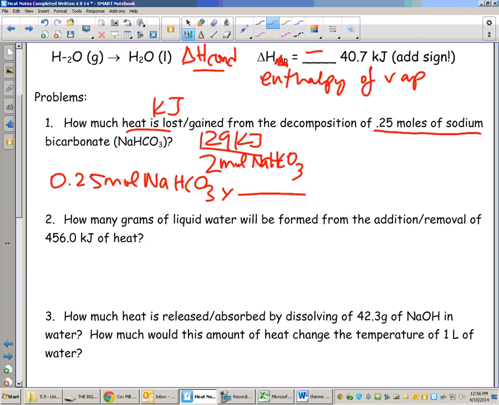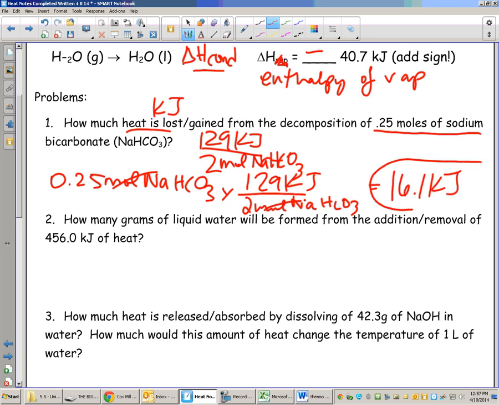Right, because I didn't want to cancel the 2 moles down here. So 129 kilojoules goes up here, and 2 moles of the sodium bicarbonate goes down here. Moles and moles cancel. Yay. And I'm left with kilojoules. I'm done. I'm going to figure out how much that is, looking at my handy dandy calculator. That's divided by 2. 16.1 kilojoules sounds great. Okay, that's not so hard. It's just reading and using the correct conversion factor.